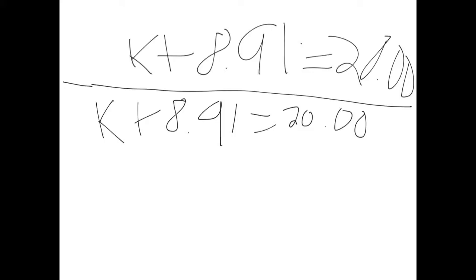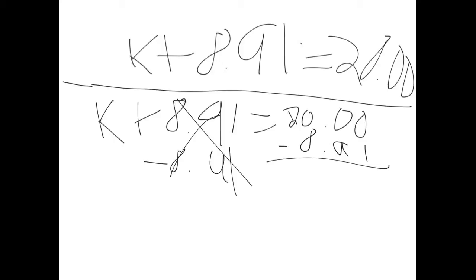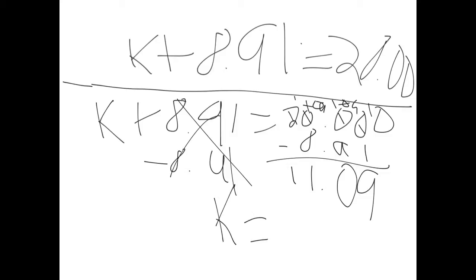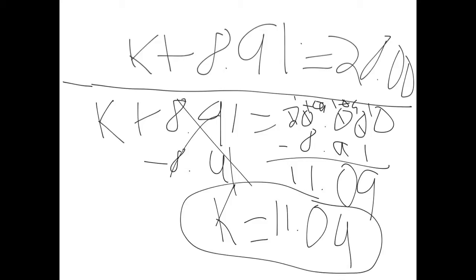So I already rewrote the problem, and what undoes addition, subtraction? So you minus 8.91, cross that out, and then you minus 8.91 from this too, and you borrow 1, 10, 9, 10, 9, 10, and that'd be 9, that'd be 0, that'd be 1, and that'd be 1. So 11.9 would be your answer, but you put K equals 11.09. And that is your answer.